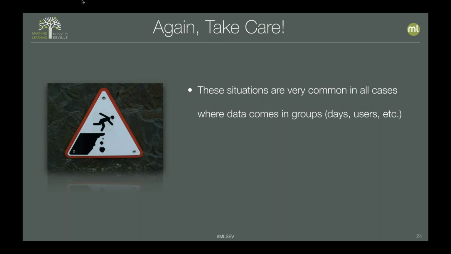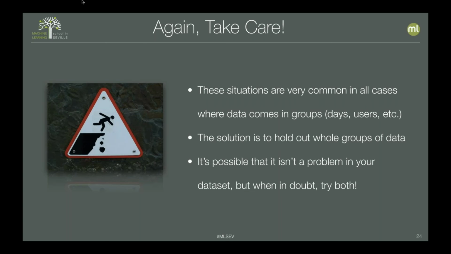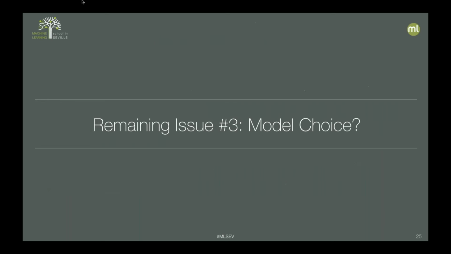Again, these situations are common when you can't use cross-validation. They are common when the data comes in some kind of groups, either groups of days or groups of users or groups of locations. And the solution is to hold out whole groups in your holdout set. Just like I said before, it's possible that this isn't a problem in your data set. But again, if you even have the slightest suspicion, you should try both. You should do an optimization with both settings. And if you get much worse results when you hold out specific users or specific chunks of time or specific groups, then you're in one of these situations where you have to do that all the time. If it seems to make no difference, if you get consistent results from doing specific holdouts or not, then you're fine, and it's not something you have to worry about specifically.